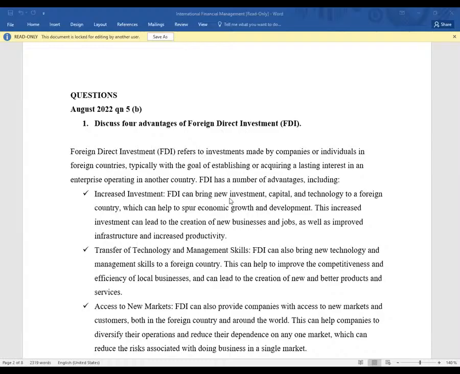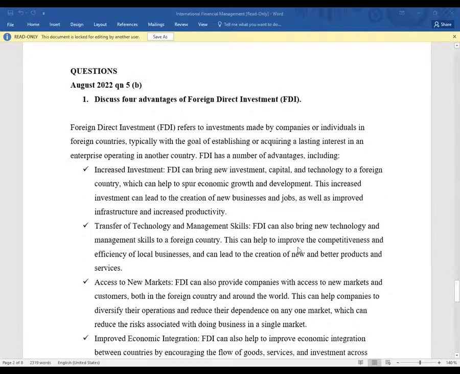FDI can bring in new investment, capital, and technology to a foreign country, which can help to spur economic growth and development. This increased investment can lead to creation of new businesses and jobs, as well as improve infrastructure and transfer of technology and management skills.